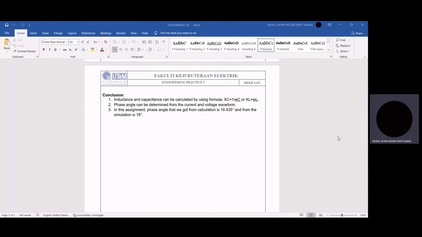Now we continue with the conclusion. In conclusion, by using the XC and XL formula, we can determine the inductance and capacitance. Besides that, we can determine the phase angle using the current and voltage waveform. Lastly, in this assignment, the phase angle that we got from calculation is 18.435 degrees and from the simulation is 18 degrees.